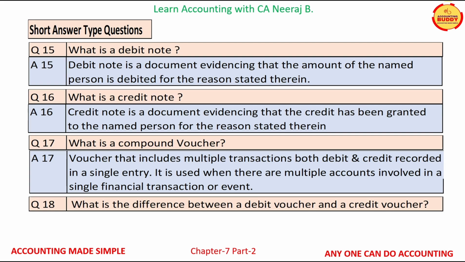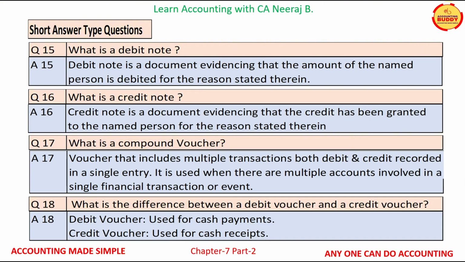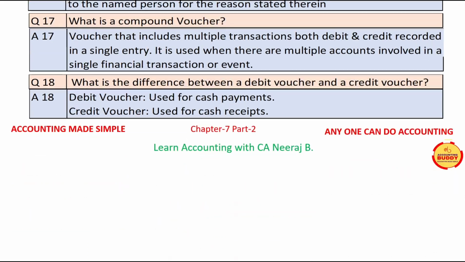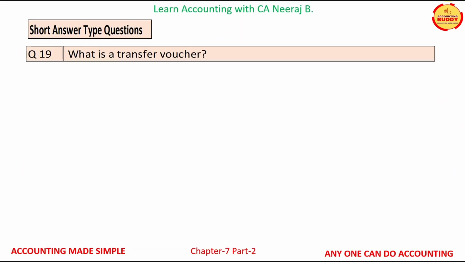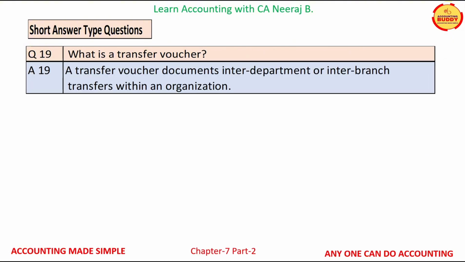Question number 18, what is the difference between a debit voucher and a credit voucher? The answer is debit voucher is used for cash payments and the credit voucher is used for cash receipts. Question number 19 on your screens is, what is a transfer voucher? The answer is a transfer voucher documents inter-department or inter-branch transfers within an organization.